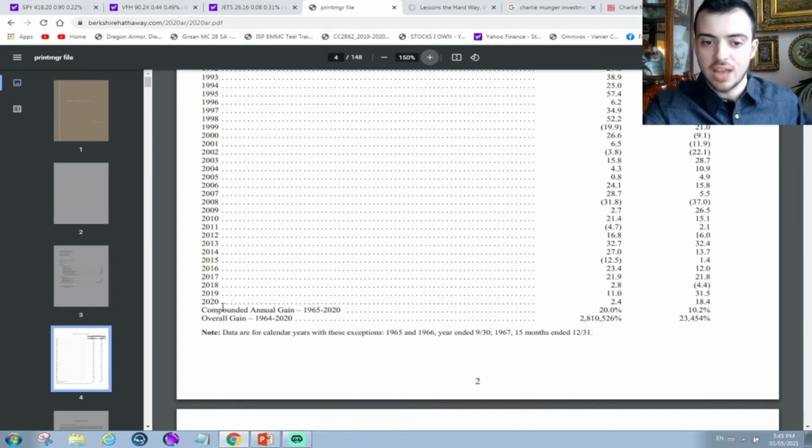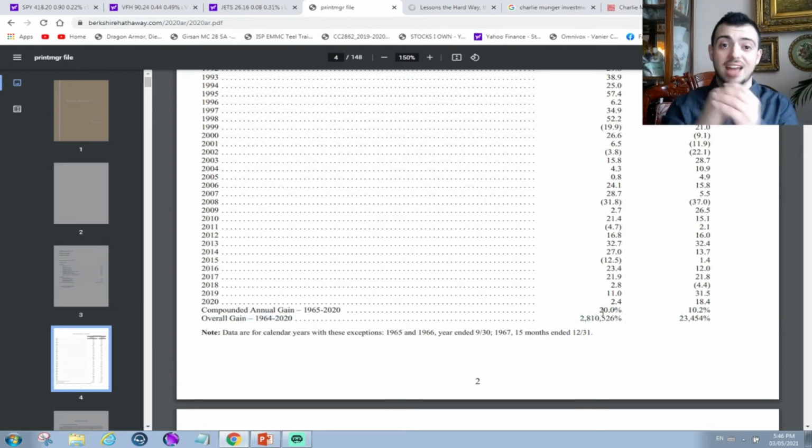At the bottom here, we have the compounded annual gain for 1965 to 2020. So that is ultra long term. He has made 20% compounded annual gains compared to the market's 10.2, as we said. Now, this is ridiculous. He doubled the market's performance over 60 years. This is never seen anywhere else over the long term.